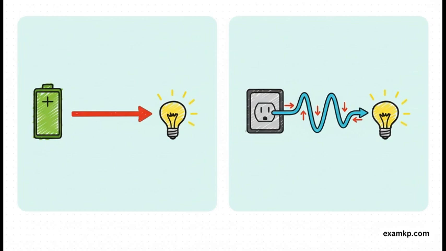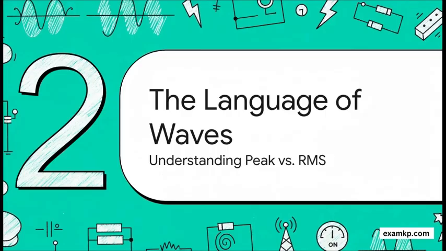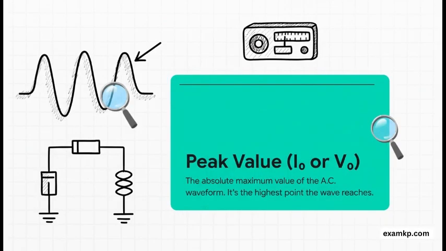Now, because AC acts like a wave, we can't just talk about it in simple terms. We need a special vocabulary to describe it properly. And this is where we have to get clear on the difference between peak and RMS values. The first term you need to know is peak value. And honestly, it's exactly what it sounds like. It's the absolute highest voltage or current that the wave hits during its cycle. Just picture the very tip of that wave. That's your peak.